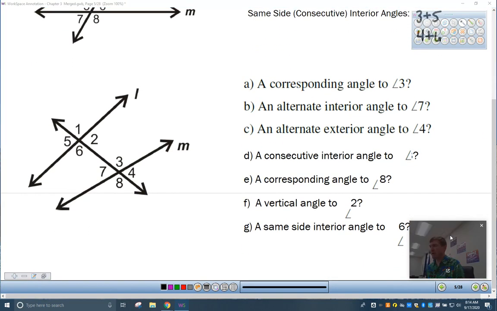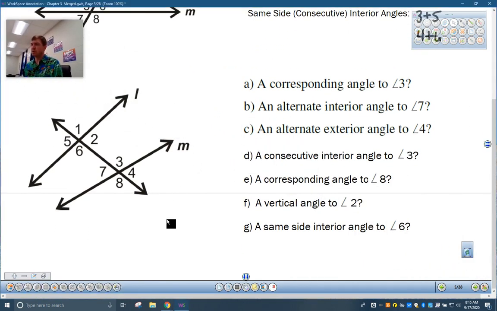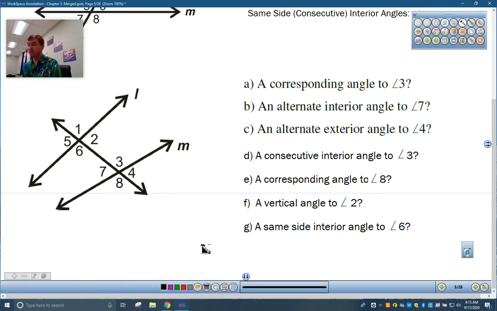Okay, let's practice it a little bit here. What is a corresponding angle to angle 3? Now there's only one answer to this. Angle 3 is in this group, while the others are in this group. Angle 3 is in that position. Angle 1 is corresponding to angle 3.